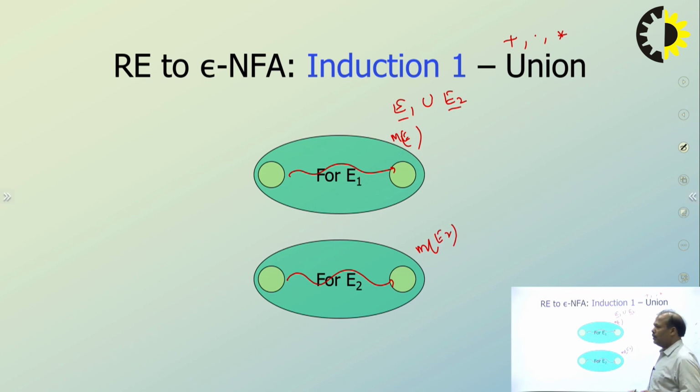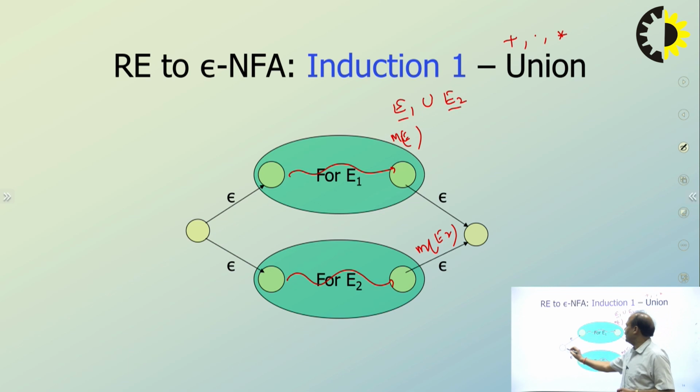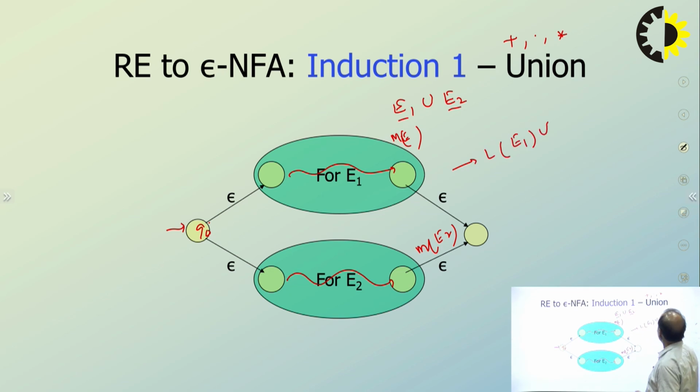In union, you add a new starting state and a new final state which are not present in the other machines. Make epsilon transitions from the new start to each machine's start, and from each machine's final state to the new final state. If you follow the upper path, you accept the language of E1, and if you follow the lower one, you accept the language of E2. So this accepts the language of E1 union the language of E2. This is very simple.